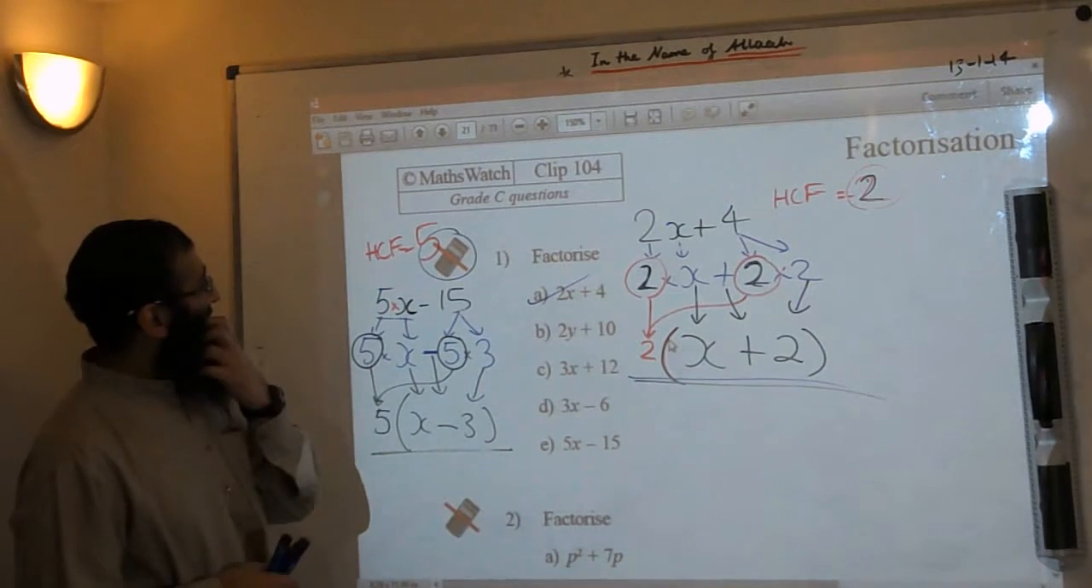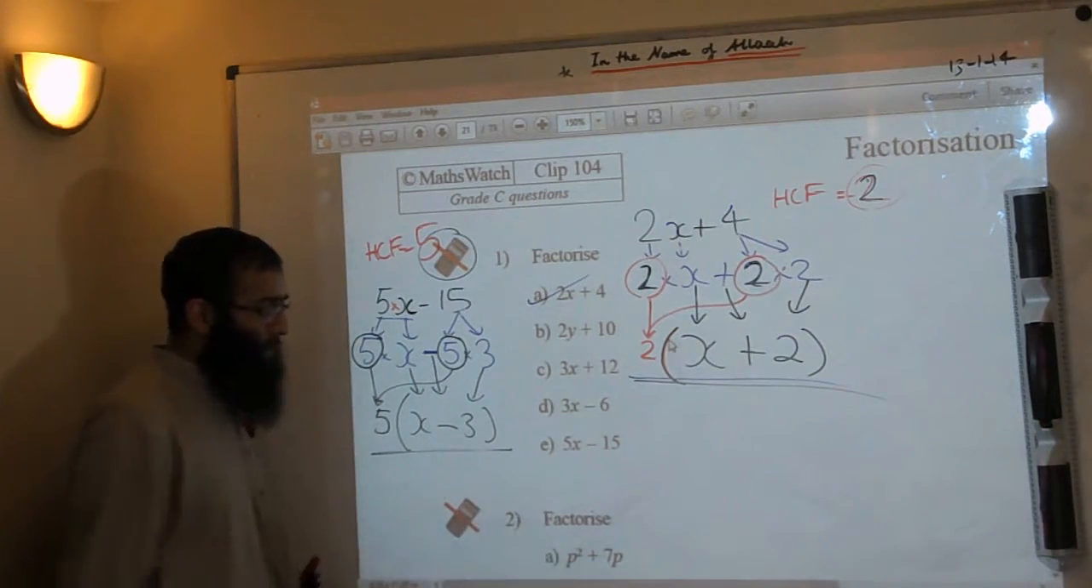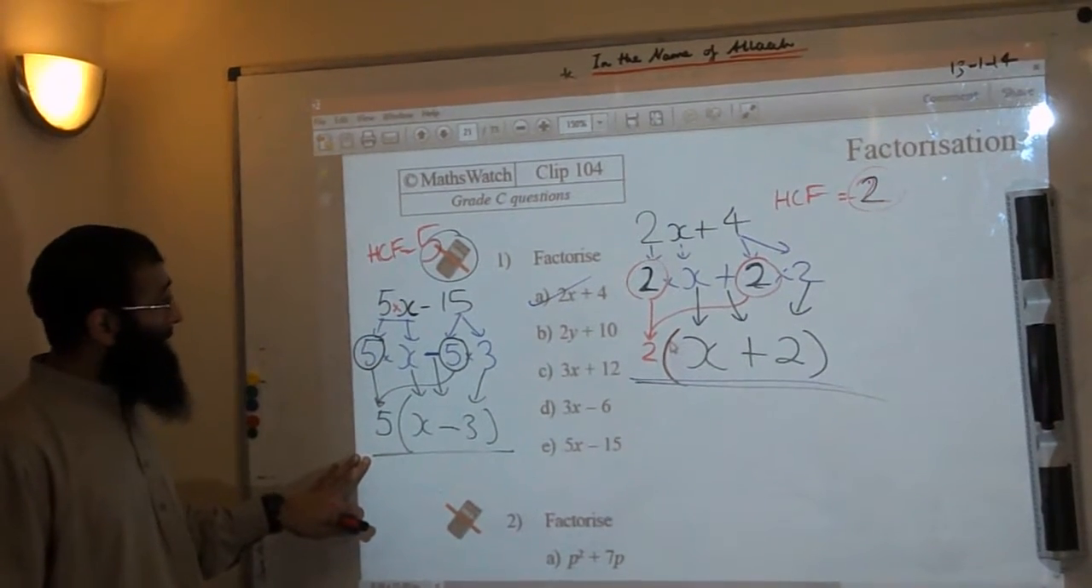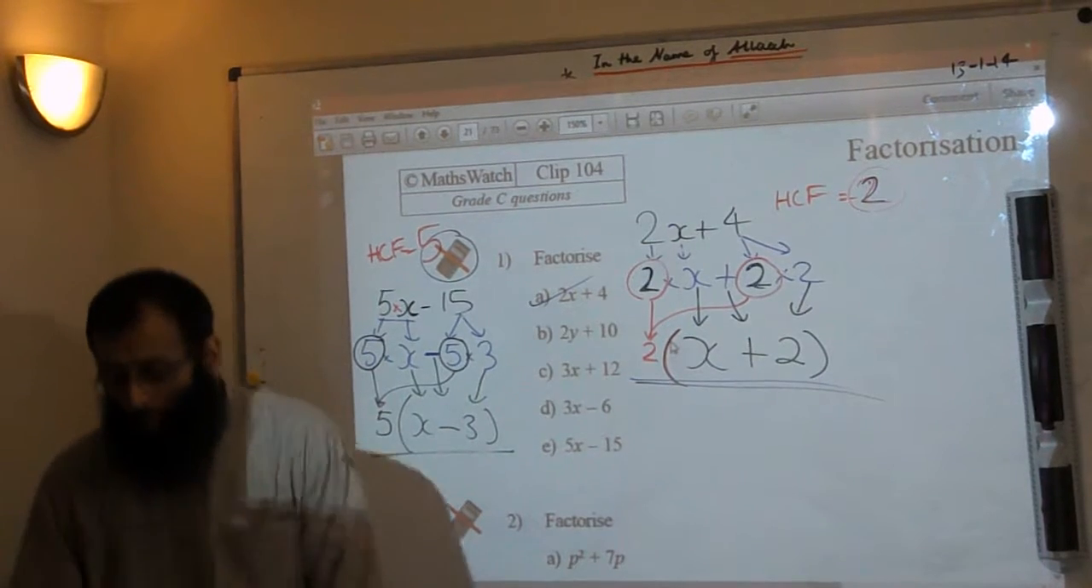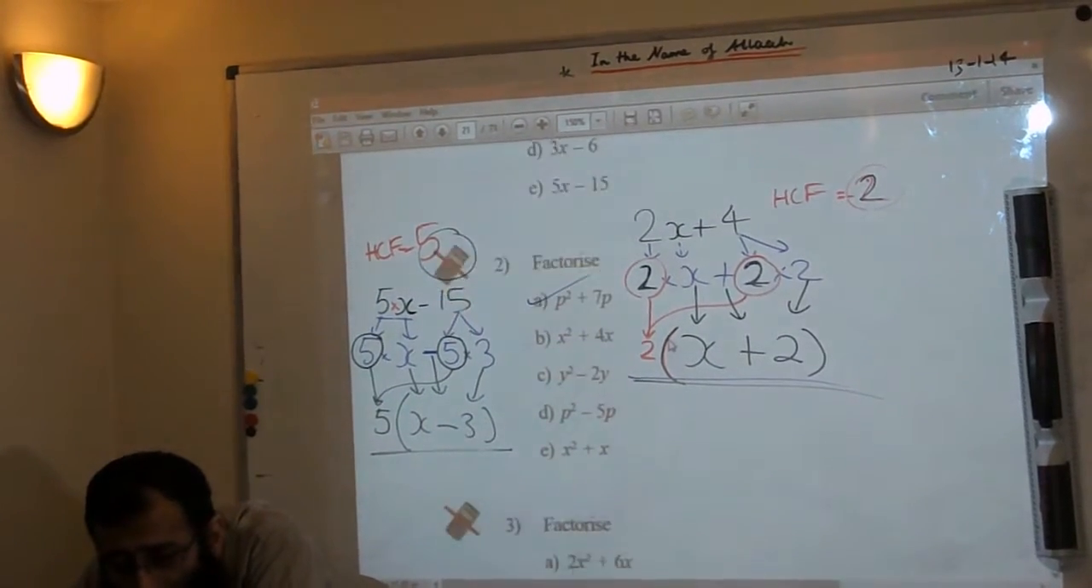Yes? So here we had a numerical value which was the highest common factor. Let's move on to the ones where we've got letters as well. Could you copy these two examples down? Copy them down. I'm going to move the rest of the stuff up. I'm going to move on to part 2 now.